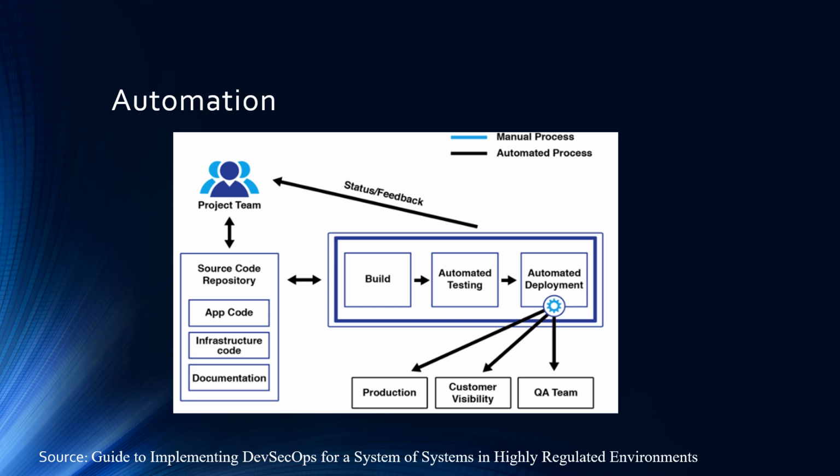Testing is integrated throughout the pipeline, with different types of tests running at various stages. This includes unit tests, integration tests, and automated acceptance tests. The automation of these tests ensures consistent quality checks without manual intervention. Deployment automation enables reliable and repeatable releases. This includes infrastructure provisioning, configuration management, and application deployment. Tools like Ansible, Terraform, and Kubernetes play crucial roles in this automation.